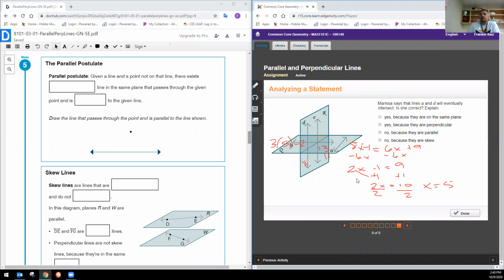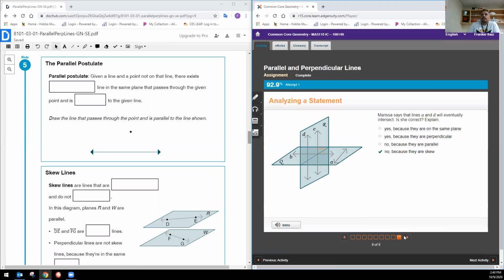Analyze Marissa's statement. She says that line AD will eventually intersect. No, they are skew, because this line right here will go on forever on this plane, and this one right here is going on another plane. These are on 2 different planes. Remember, if they're on different planes, they will never intersect unless they're on these 2 right here, which cross at the same point and then become perpendicular. So no, they are skew.